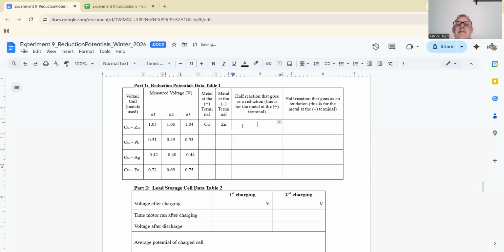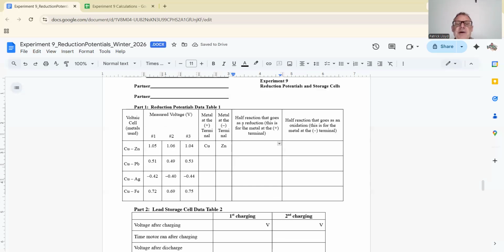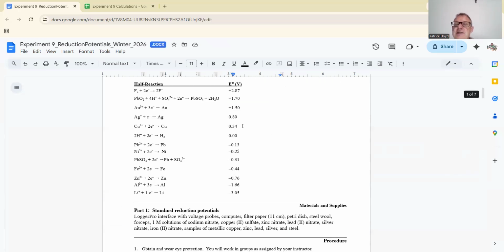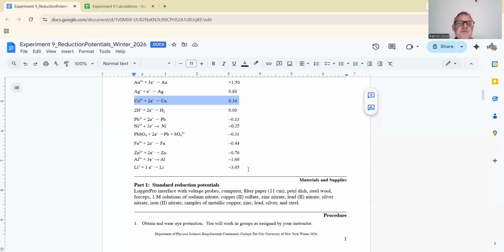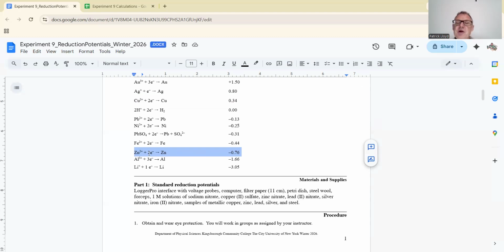Now, for the half reaction, you come back to your original table up here and look up copper and zinc. So here it is for copper. That's the reduction reaction for copper. And this is the reduction reaction for zinc. But for zinc, it's a negative potential, so that means that it got oxidized. So you'll write the reverse reaction. The zinc will be a reactant, and then zinc 2 and 2 electrons will be the products.